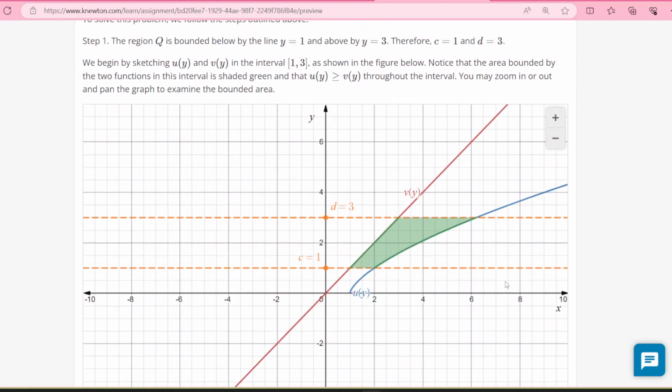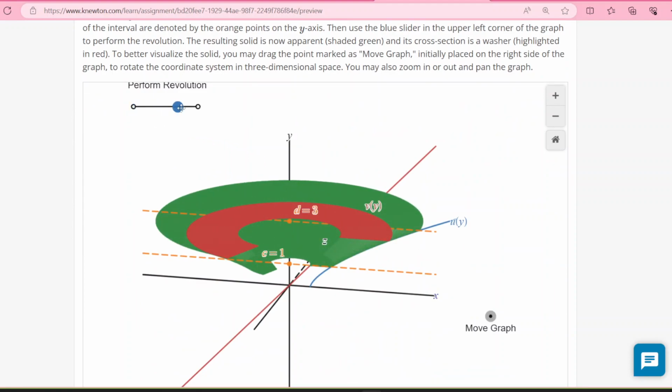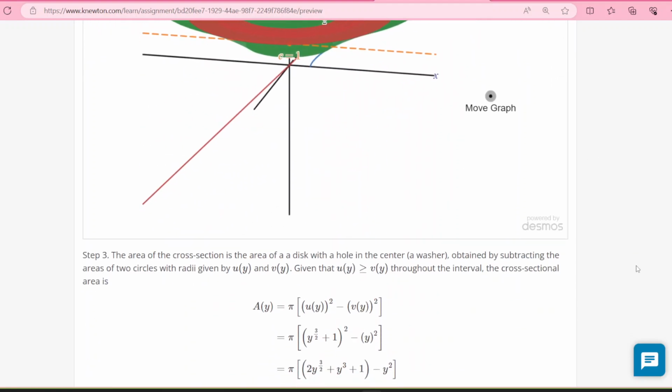Again, they have the picture of the region. They have you rotate it around the y-axis, see the 3D shape being formed, right? And we got the volume.